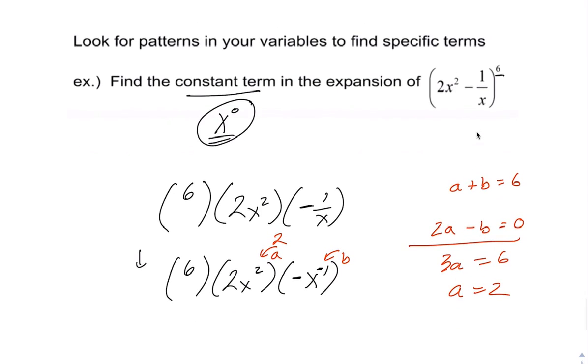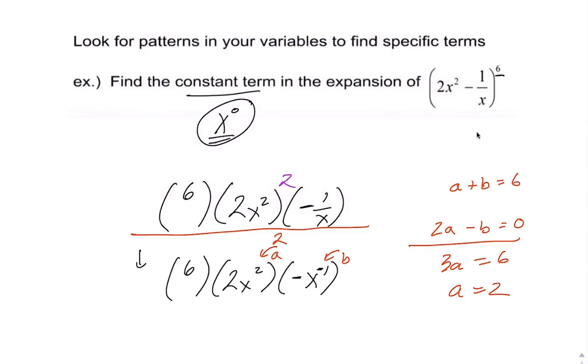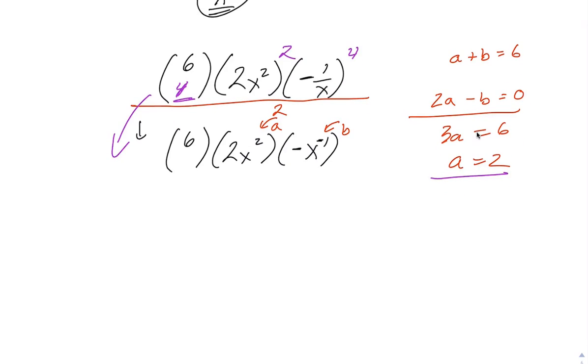So let's go back to this one right here. Now I know a has to be 2 because we just solved it. If this is 2 and that's 6, this has to be 4. And if that's 4, this is 4. So all I have to do is simplify this now. I'm going to get 6 choose 4. Again, we can do this in a calculator.